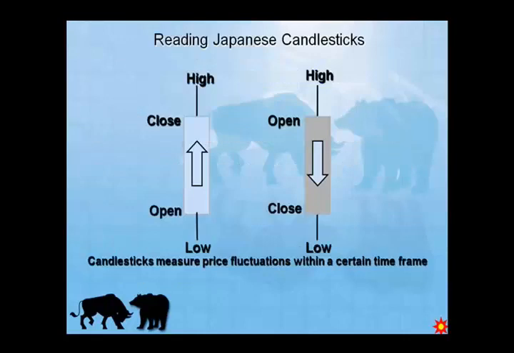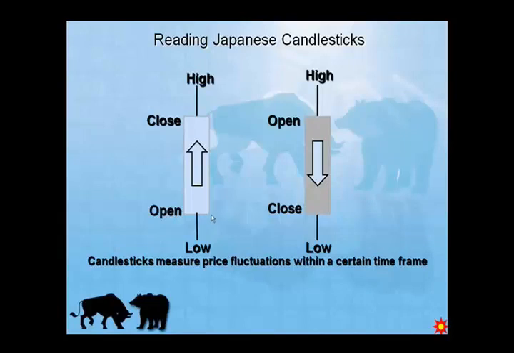Now, a Japanese candlestick measures a fluctuation of price during a certain period. It could be a daily chart, it could be an hour chart, it could be a 4-hour chart. If I say a daily chart, I mean that each candle is worth a day. If I say a 60-minute chart, each candle is worth 60 minutes. Now, the candlestick has three main components. It's got a wick, it's got a color, and it's got a body.